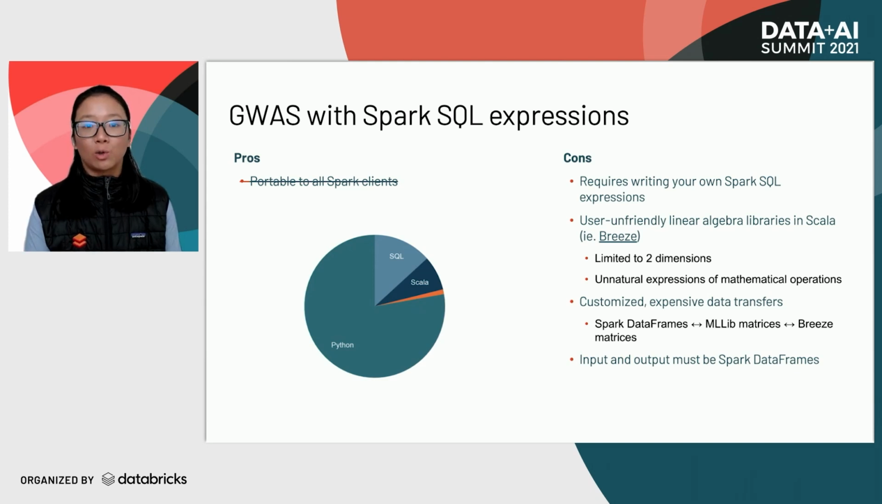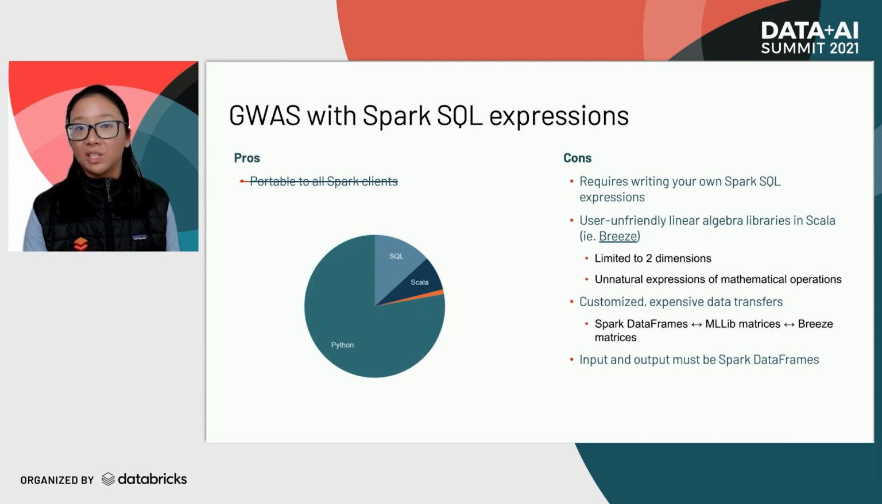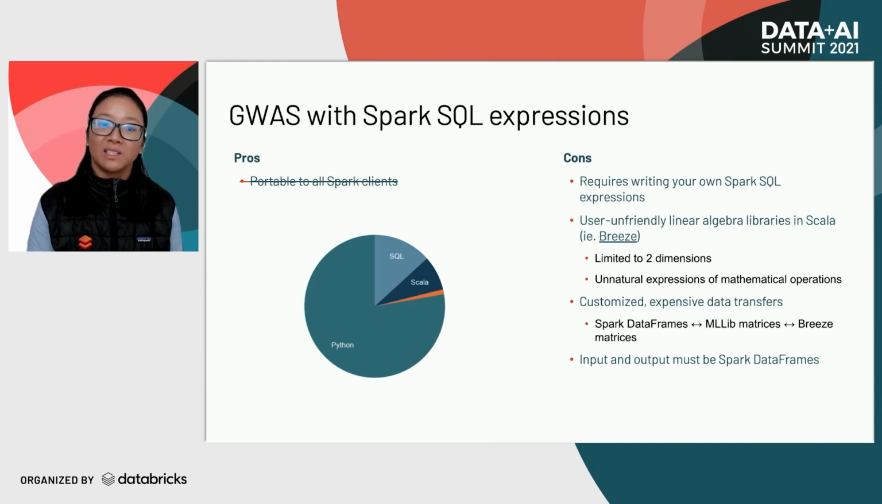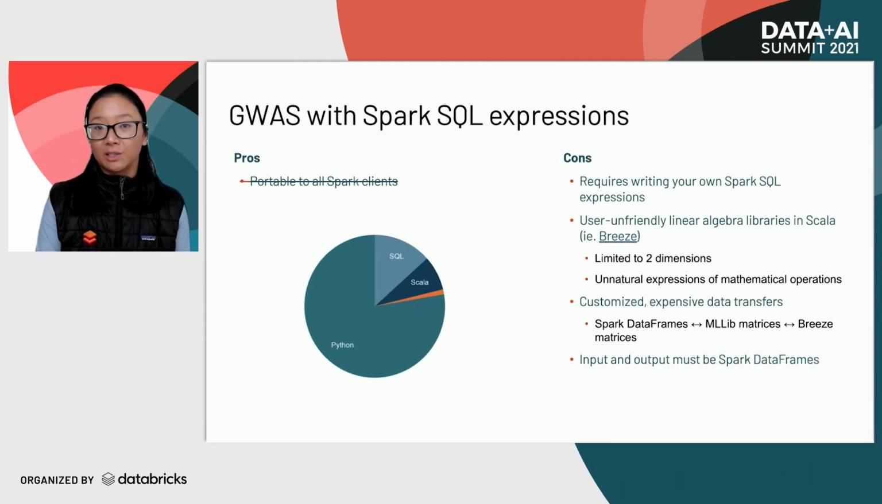As our algorithm required a complicated series of linear algebra operations, we also needed to use Breeze, which is the linear algebra library in Scala. Unfortunately, to get from a Spark data frame to a Breeze matrix, we had to perform expensive, customized collections and transformations. And even when we got to the level of a Breeze matrix, there were major limitations, including the limitation of 2 dimensions.